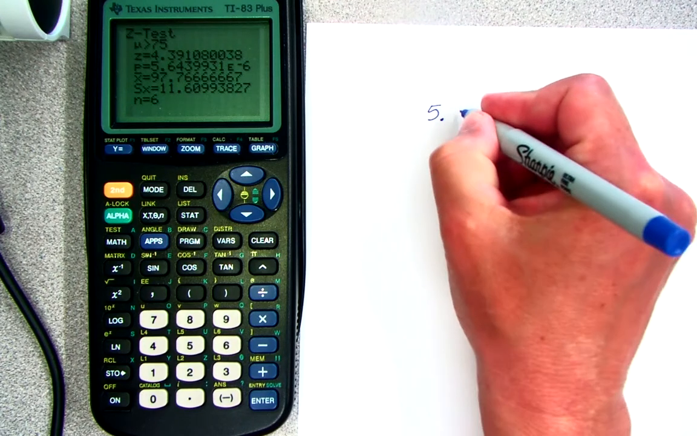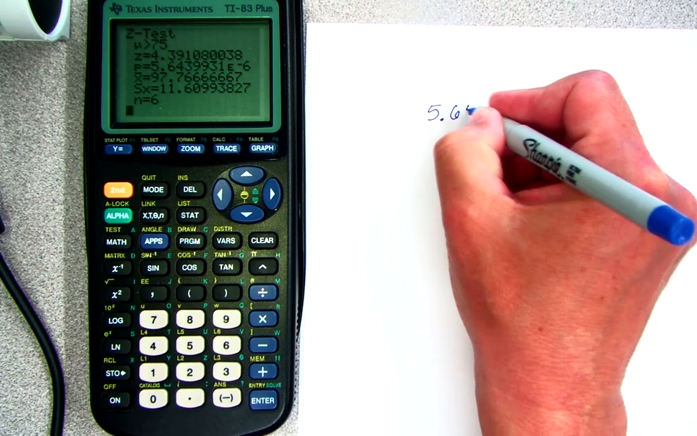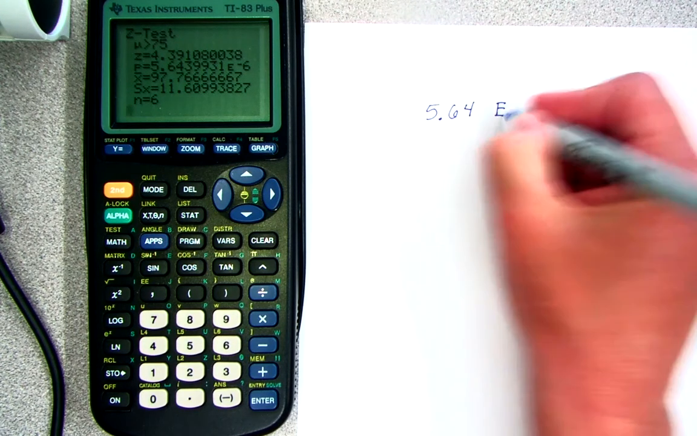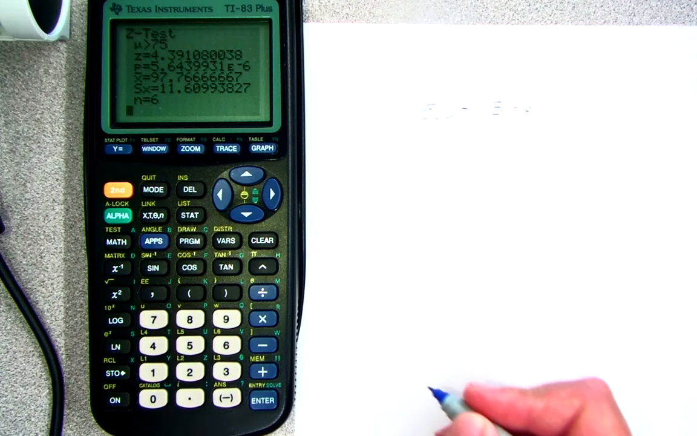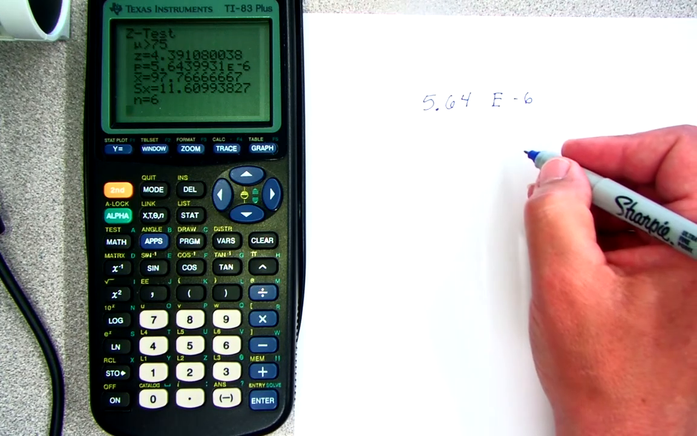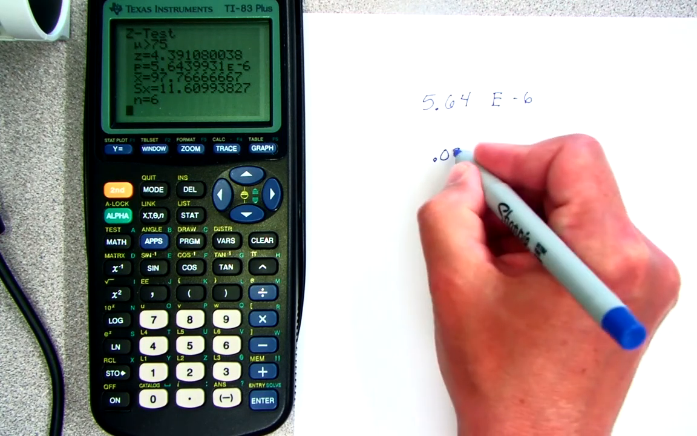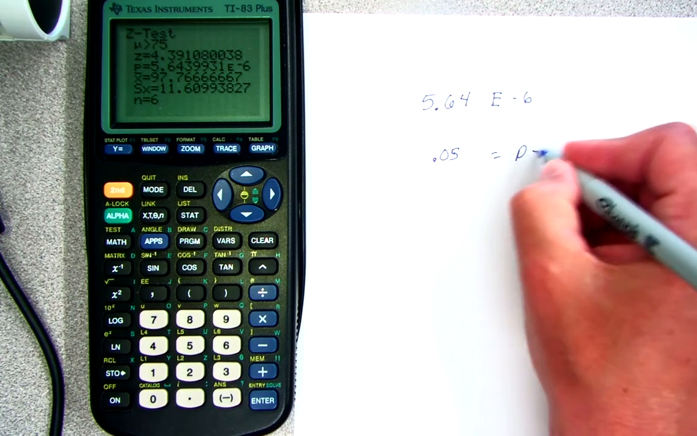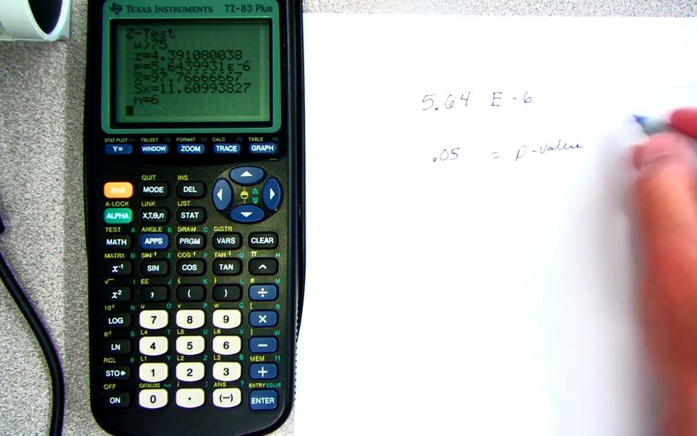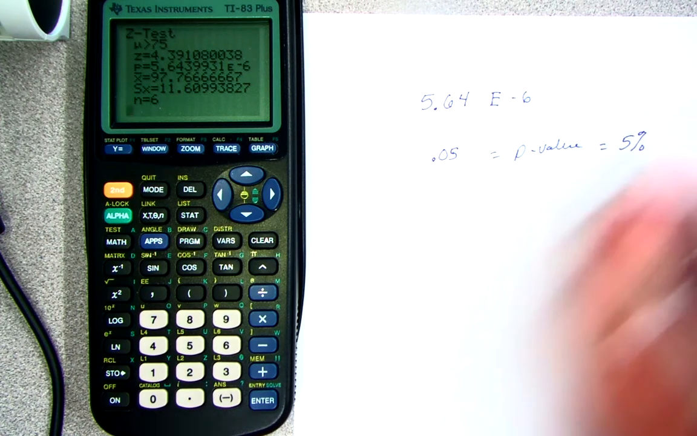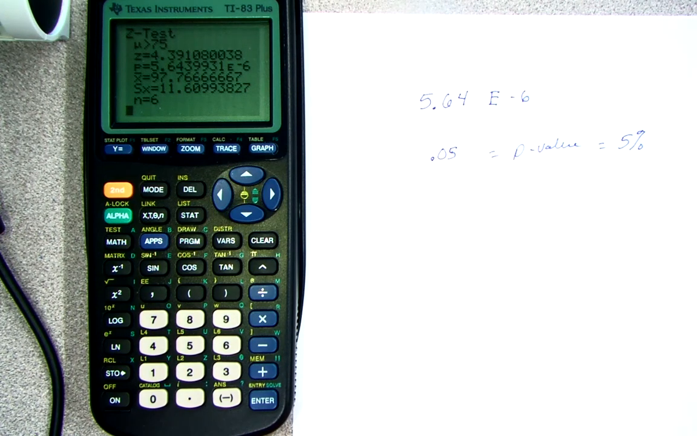This is not a p-value of 5. I'm going to truncate it here and just go to the e-6. This is not a p-value of 5. This is not a p-value of 5 or 5%, because you must move the decimal too.